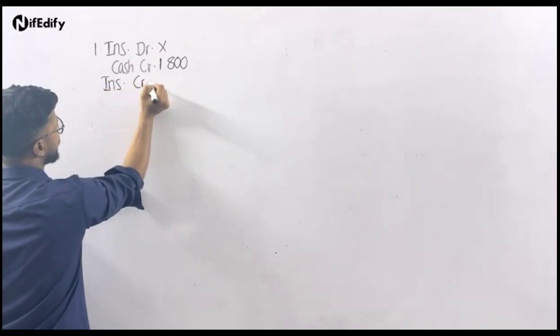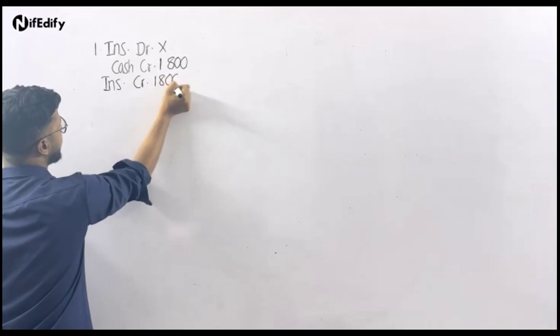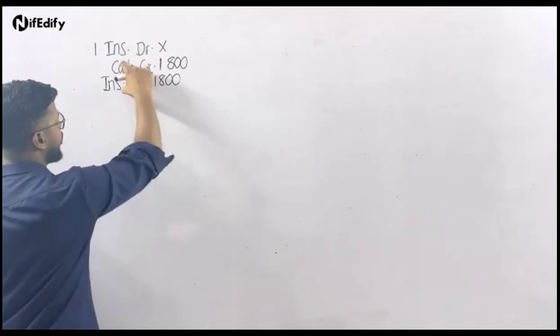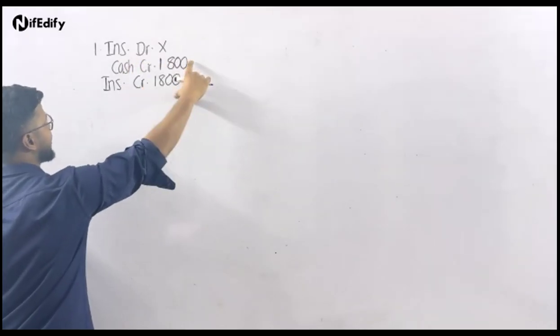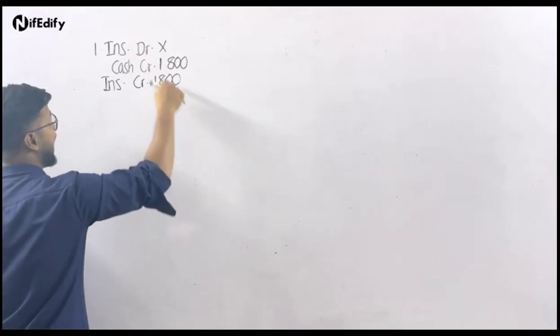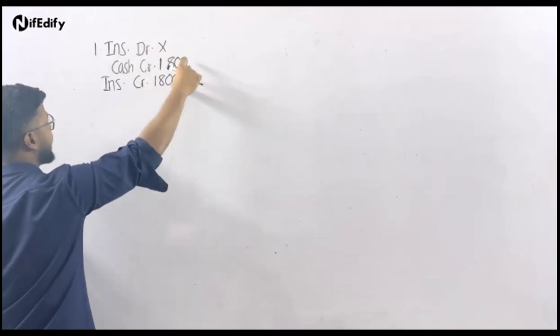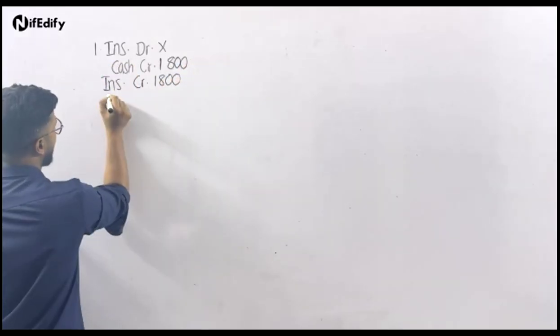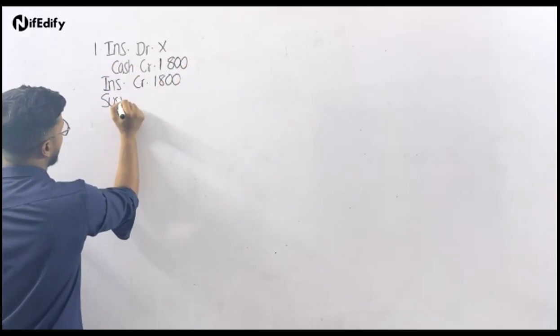Instead of debiting the insurance, you credited it. So instead of debiting, if you credit, what will happen? It will get credited twice. You see, two entries are on the credit side. Now there are two entries on the credit side, so suspense is going to get created.